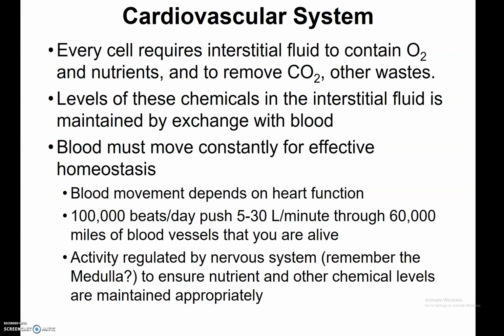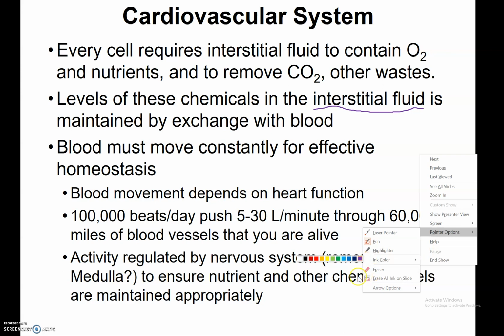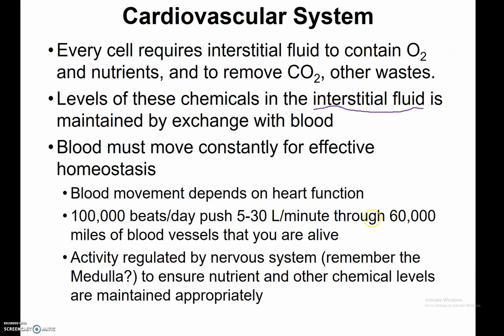In addition to that, the cardiovascular system helps maintain CO2 and oxygen levels, waste levels, and nutrient levels. So basically what's happening is you have a bunch of chemicals floating around in your interstitial fluid among your cells, and those chemicals need to be exchanged between cells and the fluid. So blood is always constantly moving around to affect the homeostasis of cellular tissues. So blood movement itself depends on how well your heart functions.